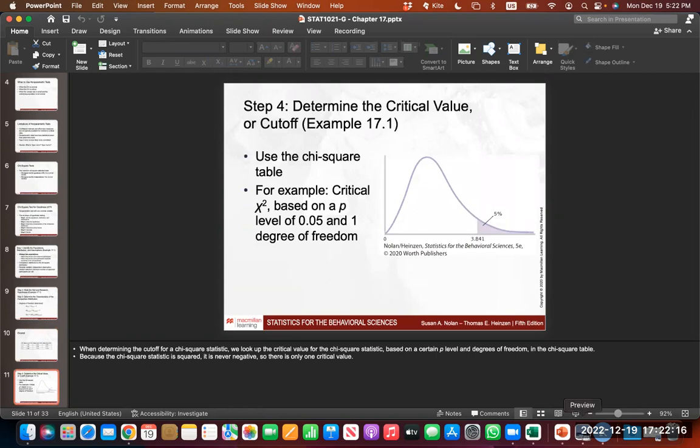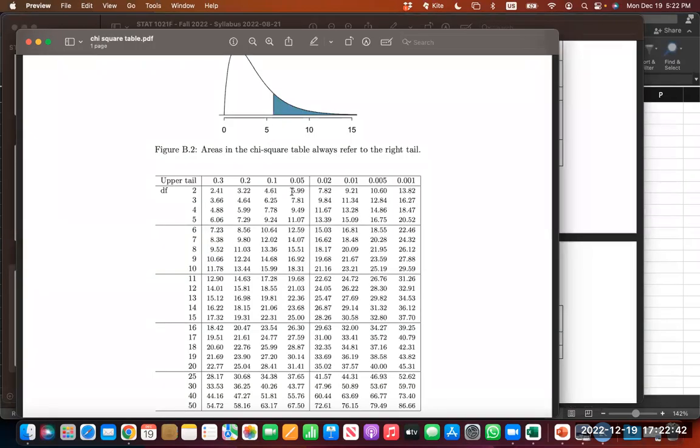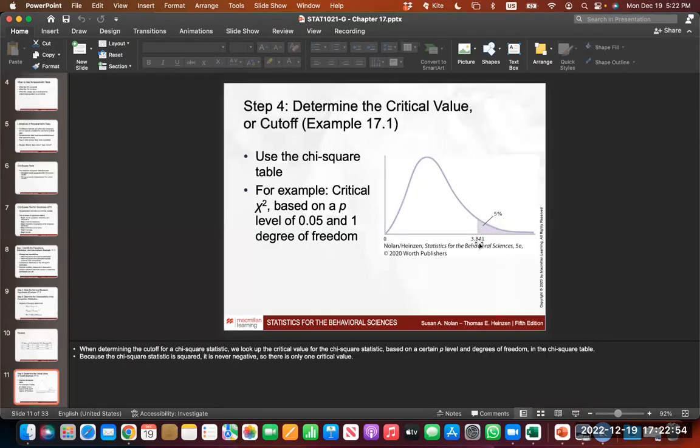Okay, so if we have now a soccer player example, how many degrees of freedom do we have? Hypothetically we have 2 for observed minus expected, so 2 minus 1. Then we have 2 as the rows, that's 2 minus 1. 1 multiplied by 1 is 1. So our critical value at 5% would actually be less than what's indicated here. Nolan and Heinzen provide this as 3.841. We don't even have this on our chi-squared table.